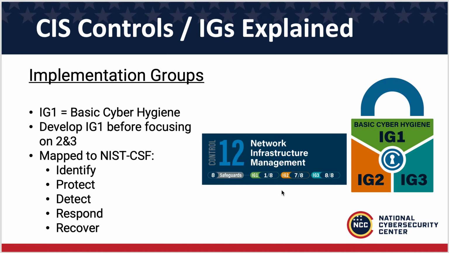Implementation group 1 are the safeguards you should tackle first, then 2, then 3 in terms of their overall effectiveness and, in a way, basic to advanced. All of these safeguards are also mapped to the NIST cybersecurity framework: identify, protect, detect, respond, and recover.